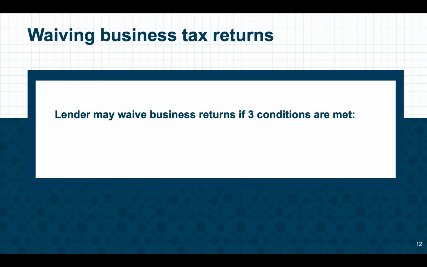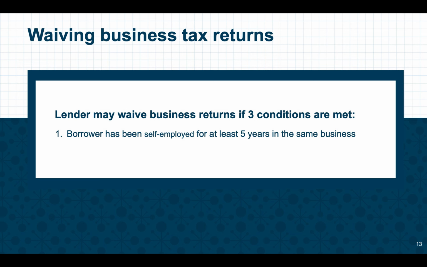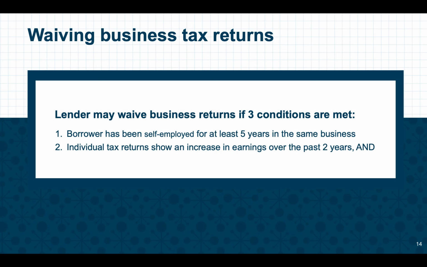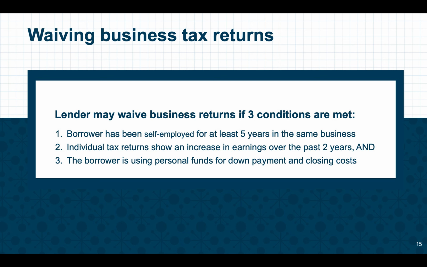If 2 years of personal tax returns are obtained, then the lender may waive business returns under 3 conditions. The borrower has been self-employed in the business for at least 5 years. The individual tax returns show an increase in self-employed income over the past 2 years, and the borrower is using personal funds for the down payment and closing cost. Notice how these are "and" statements, so all 3 conditions must be met. Let's look at a scenario involving a loan with a DU approval.